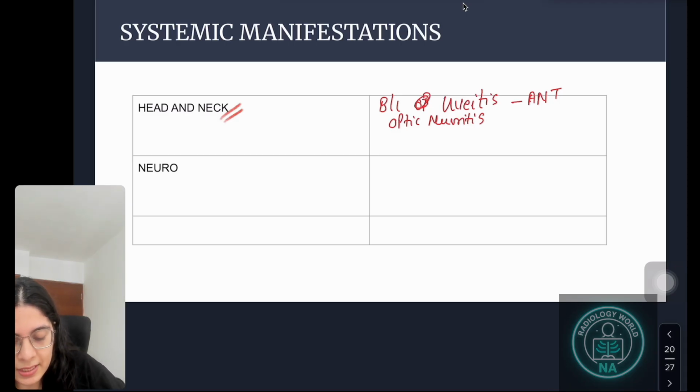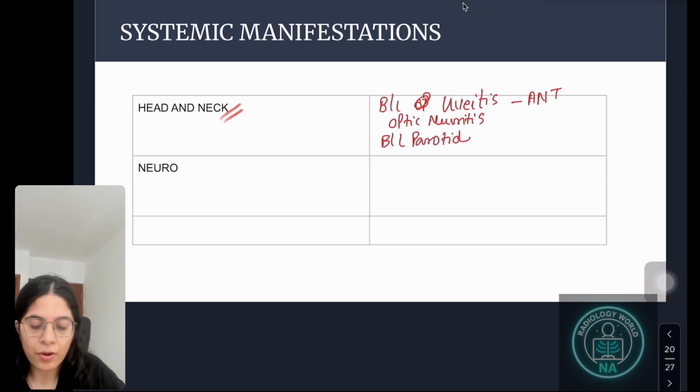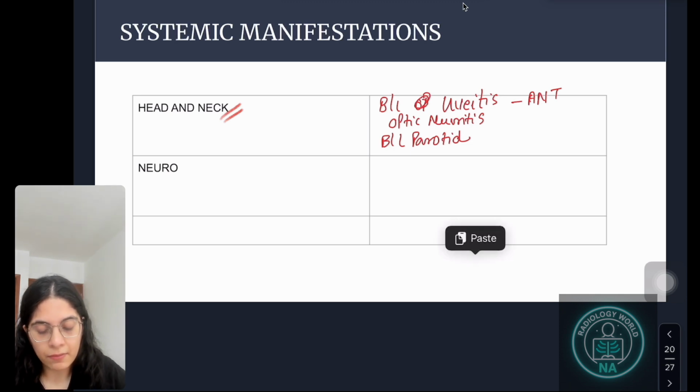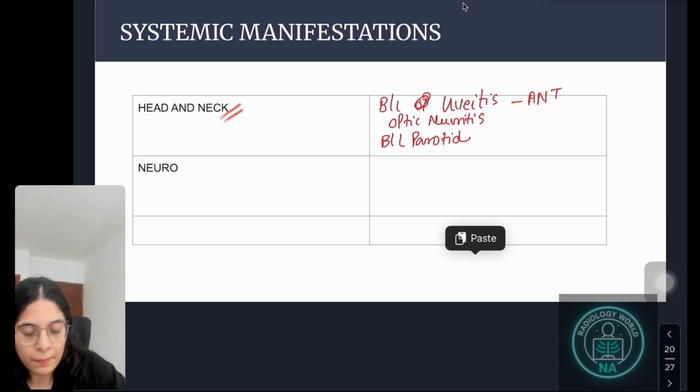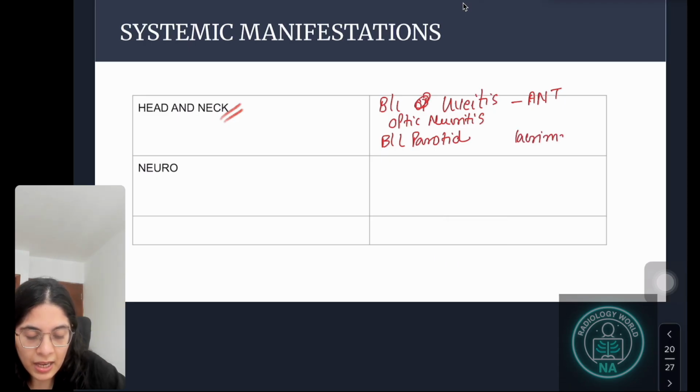Another thing, we have already seen that bilateral parotids can be involved. So if there is bilateral parotid involvement and there is uveitis, think of Heerfordt syndrome. Another thing we have already discussed is that uptake can also be seen in the lacrimal glands. So lacrimal gland involvement may occur, which we have seen in which sign? We have seen it in the panda sign.